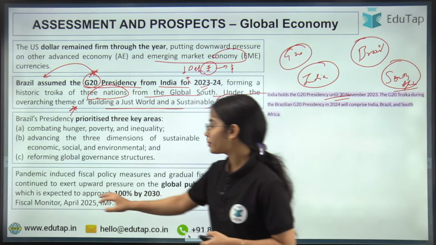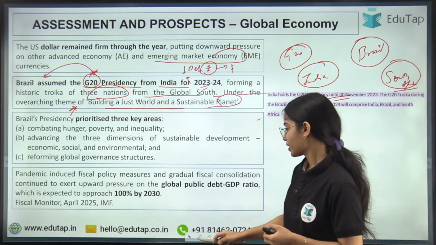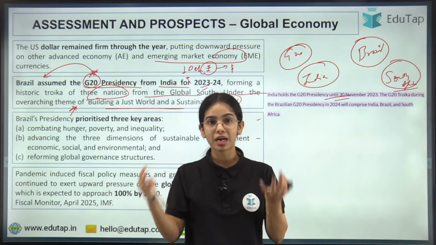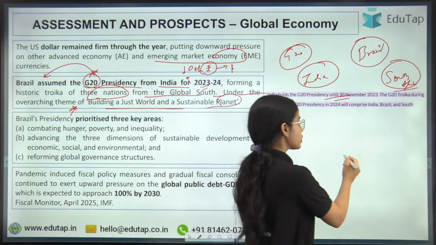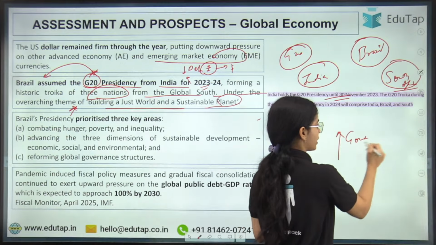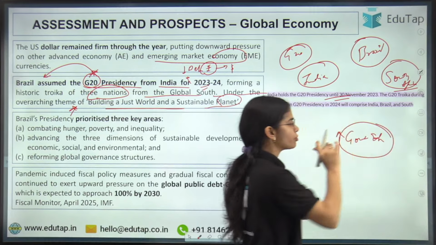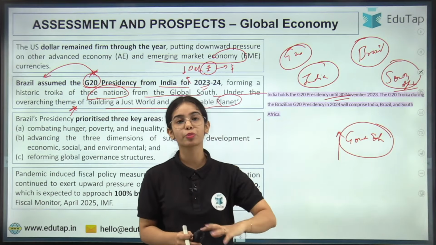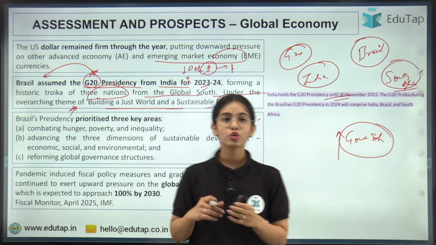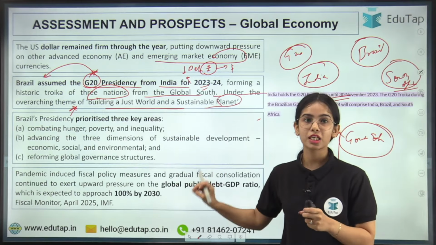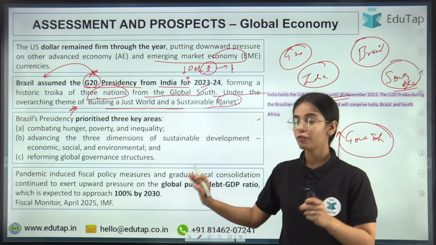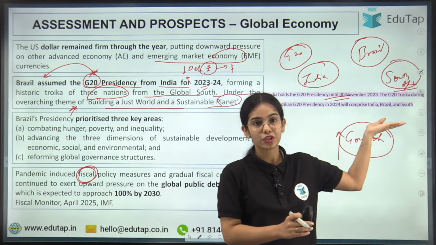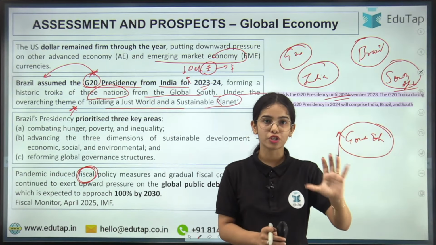Okay, next is pandemic-induced fiscal policy measures. During the pandemic, the vaccines were required, the masks were required, various things were required. So the government increased its expenditure. At the global level, the governments of the different countries increased their expenditure because they had to provide healthcare, they had to provide the different vaccines and such. So there were pandemic-induced fiscal policy measures that were undertaken, where the government, fiscal policy means where the government increased its expenditure to help the citizens of the country.